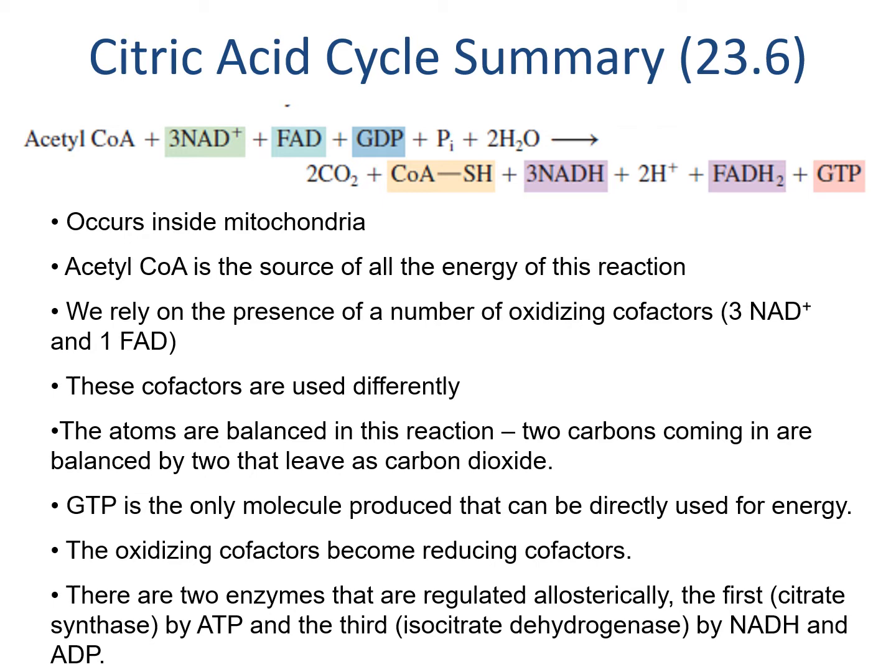The third enzyme, isocitrate dehydrogenase, has 2 allosteric regulators, one that's negative and one that's positive. The 2 regulators are NADH and ADP. Which do you think is a positive regulator, or that is, which of these do you think will make the citric acid cycle go faster?